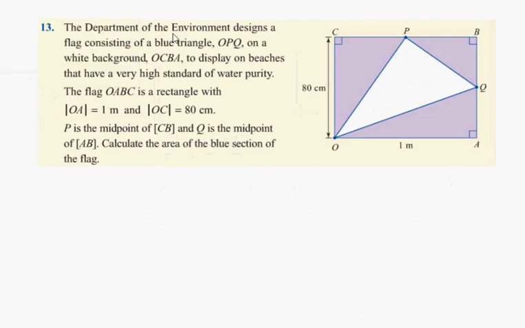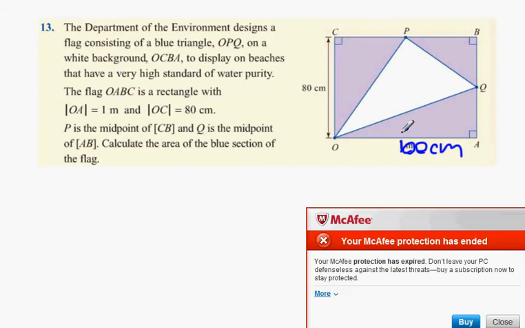Now, okay guys, the Department of the Environment designs a flag consisting of a blue triangle OPQ on a white background OABC, to display on beaches that have a very high standard of water purity. The flag OABC is a rectangle with 1 meter. So 1 meter we're going to change to centimeters. It's going to be 100 centimeters by 80 centimeters. You have to have them in the same units. So that's 100 centimeters.